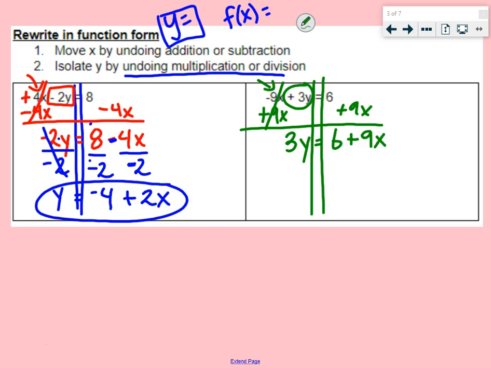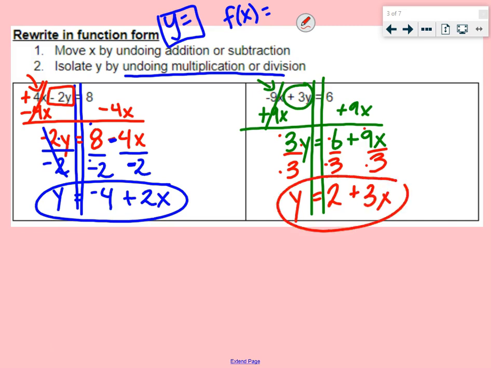They are not like terms. We cannot add them together. They stay separate. Undo multiplying by 3 with divide by 3. Remember, all the terms get divided by 3. 3 divided by 3 is 1y. 6 divided by 3 is 2. And 9 divided by 3 is positive 3. So we put a plus 3x. And now it is in function form.